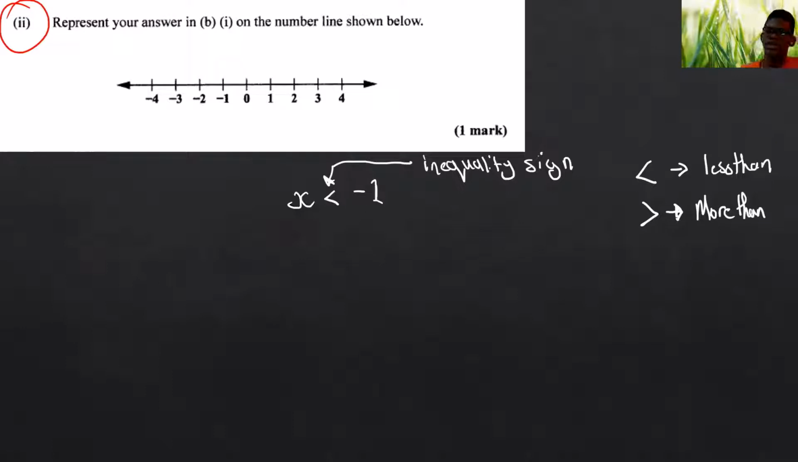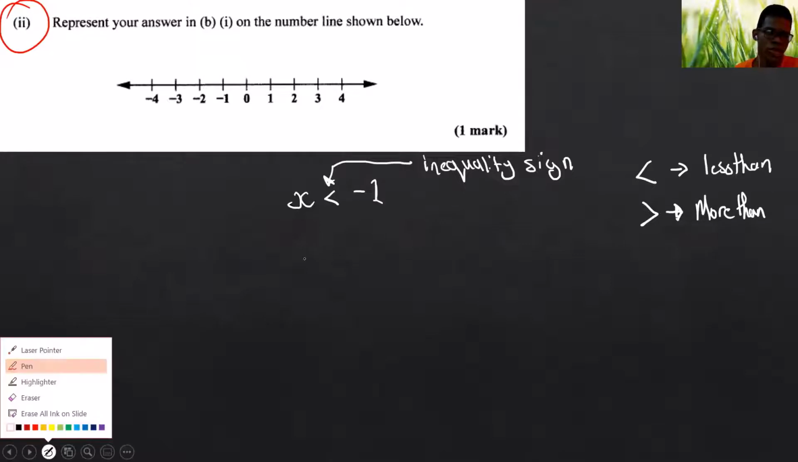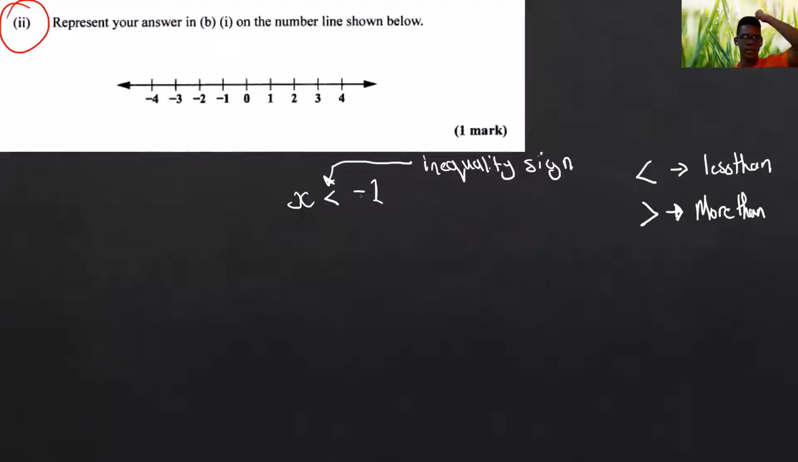So we have a less than sign here, and x is less than -1. You just go onto your number line and find -1, and you put a circle at the top of -1. Then x is less than -1, so we're going in this direction. All the numbers that are less than -1 would be on our left, all these numbers here: -4, -3, -2. These numbers are less than -1, so x is going in this direction.